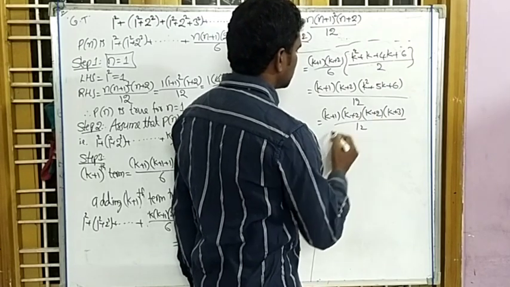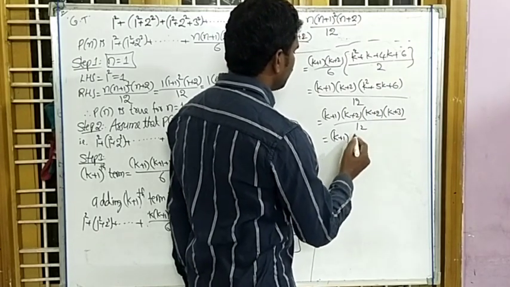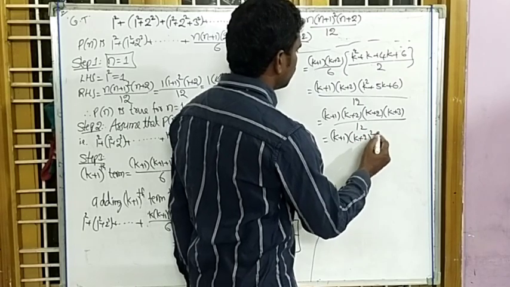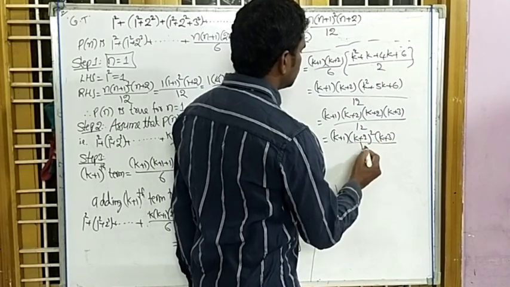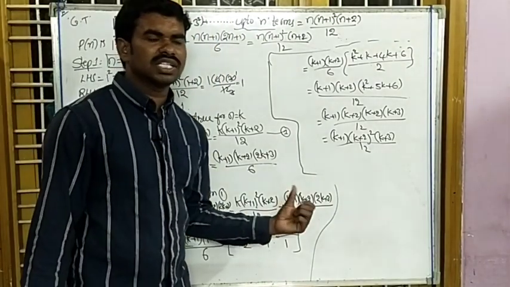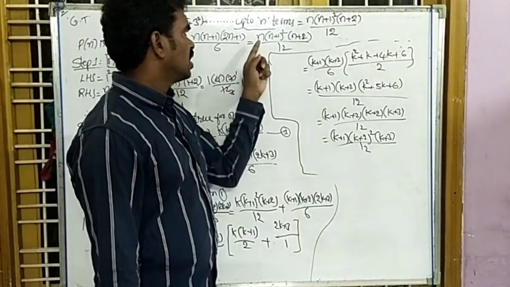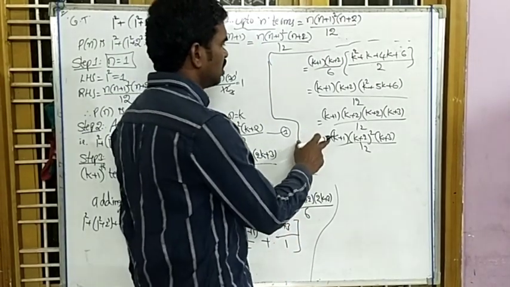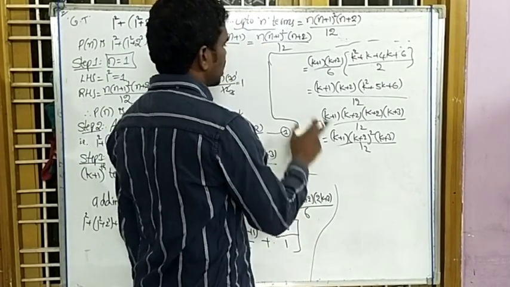So these two terms are the same, so k plus 1 into k plus 2 whole square into k plus 3 by 12. Okay, did we get the answer? How can we know whether the answer is got or not? How do we know? In place of n, k plus 1 should come. Did it come? In place of n, k plus 1 came.